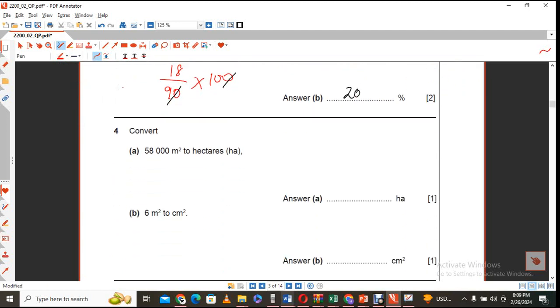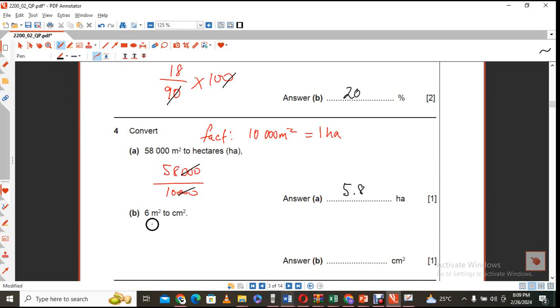Convert. Now here you need to know one important fact, and the fact that you need to know is that 10,000 square meters is equal to 1 hectare. So in order for you to change this one here, you then have to divide by 10,000. And very important that you don't forget that you are not given the formula, so that's 5.8.